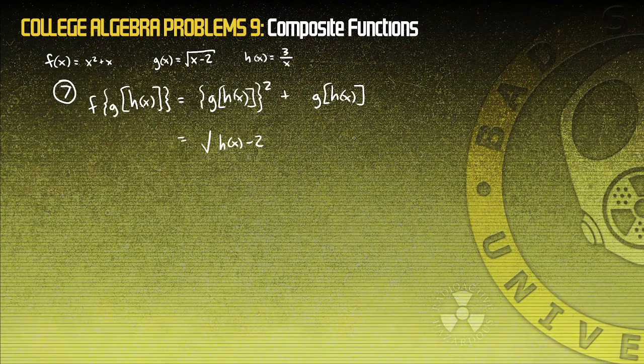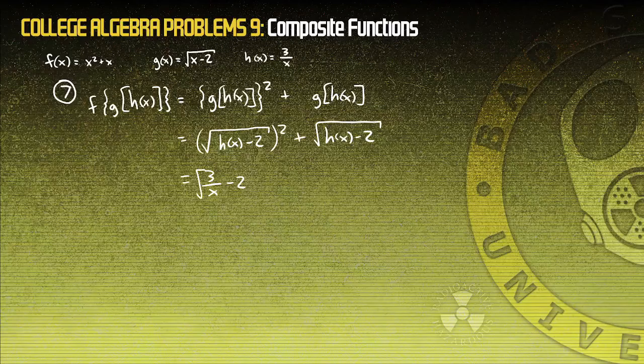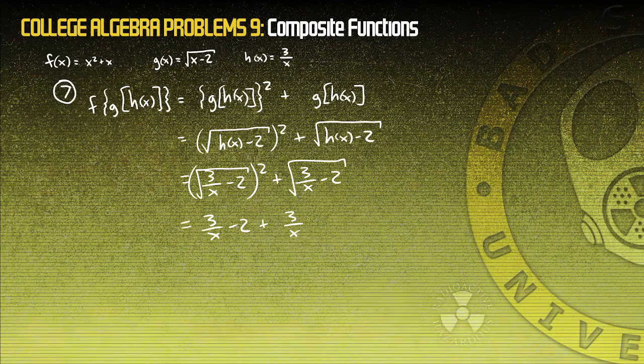So I'll write all these steps out so you can see them. So you have h of x minus 2 quantity squared plus g of h of x, which is just h of x minus 2 under the square root. And then h of x is just 3 over x. So 3 over x minus 2 all under the square root, quantity squared, plus the square root of 3 over x minus 2. And then when you square the square root, it goes away. So you have 3 over x minus 2 plus the square root of 3 over x minus 2.